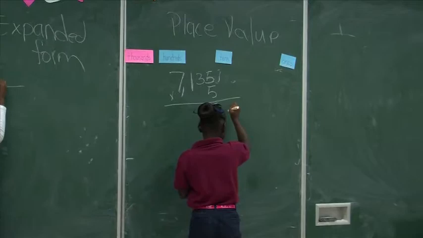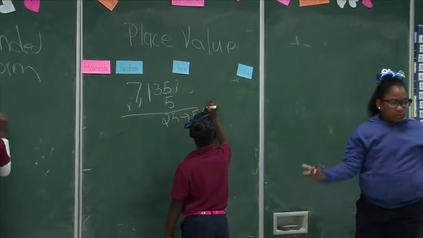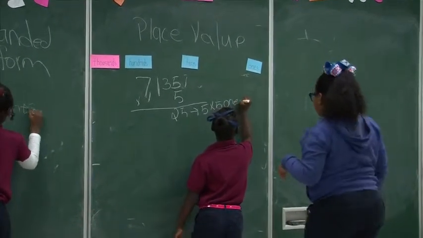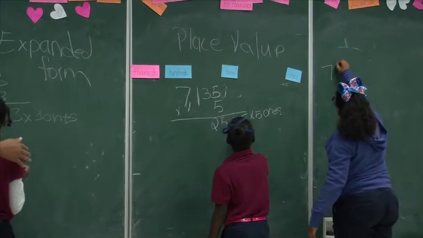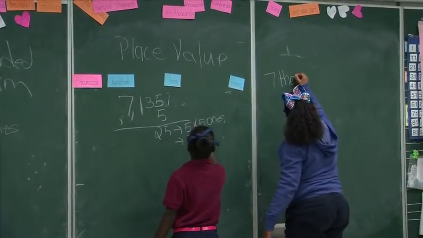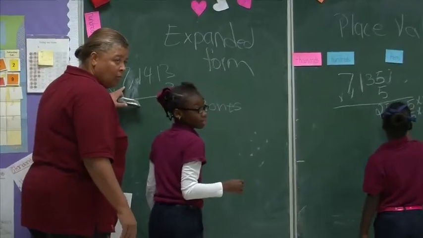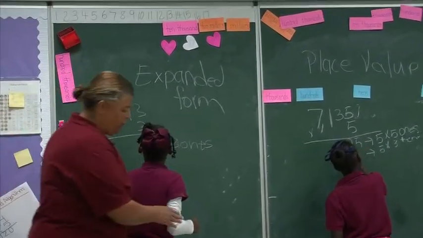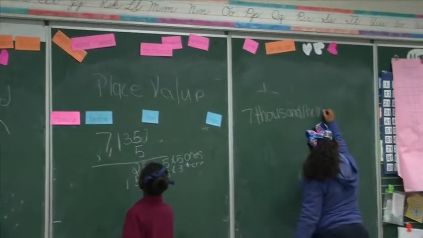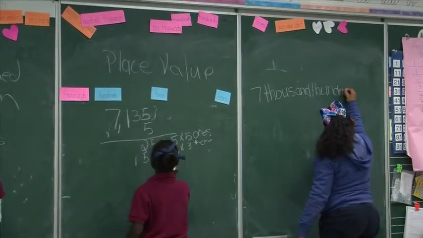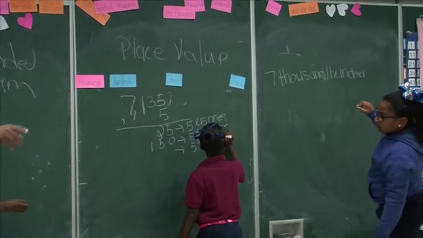Okay, listen. We're doing partial products. What are we doing? Partial products. That means you don't have the right problem up here. Well, how many tens did you get there? 3.